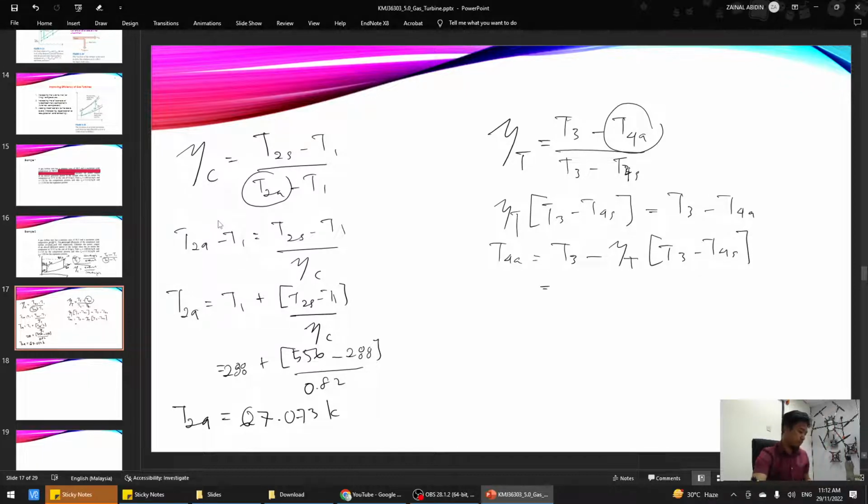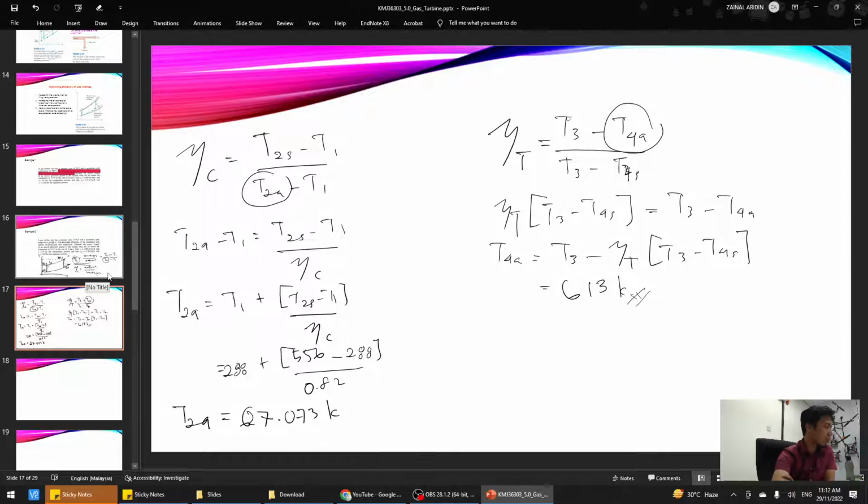If you calculate properly, you boleh dapat lebih kurang macam ni lah, 613 Kelvin. Yang ni saya nak ringkaskan saja. Saya sepatutnya, you need find at least 2 digit at the back here. Okay, 2 titik puluhan, and then you dapat T4A.